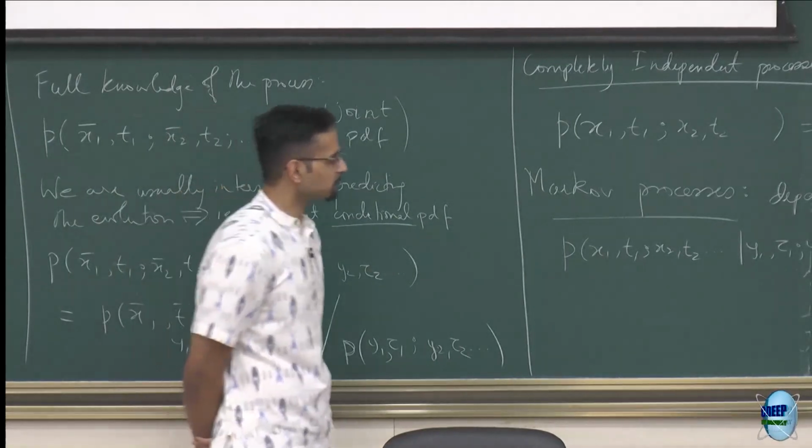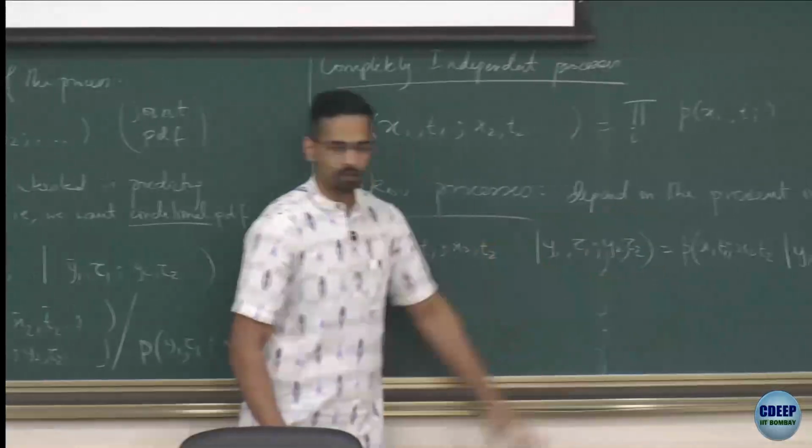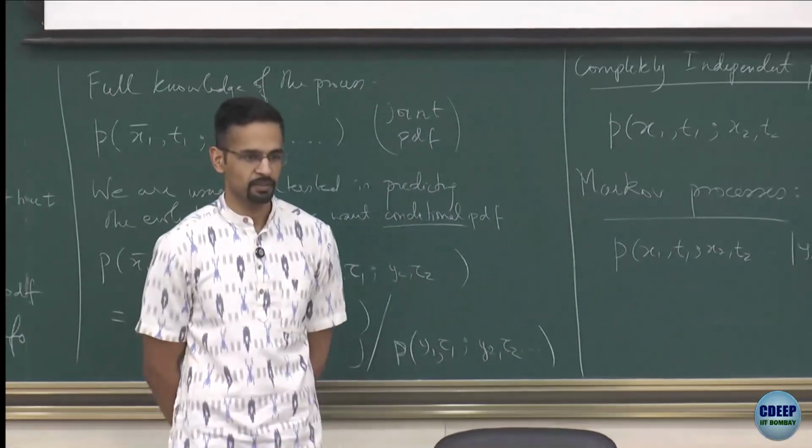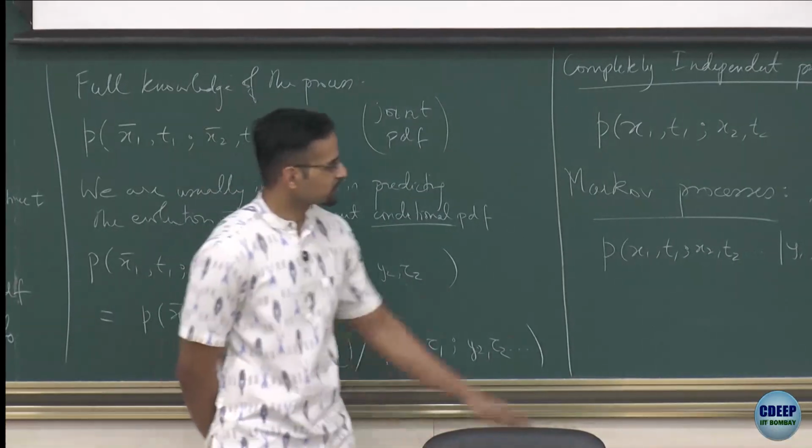So this is the mathematical way to write what we mean by saying that the future only depends on what's happening now. What is the state of the system right now?